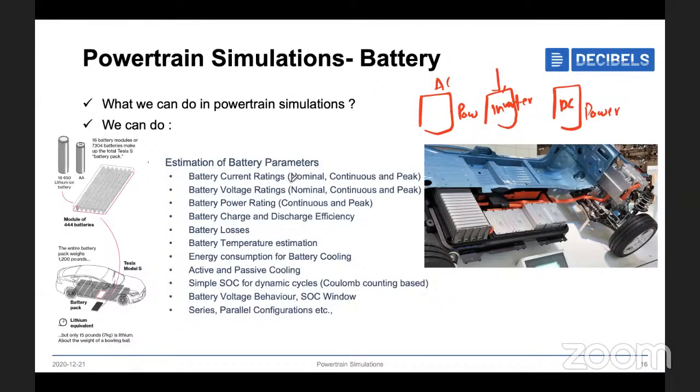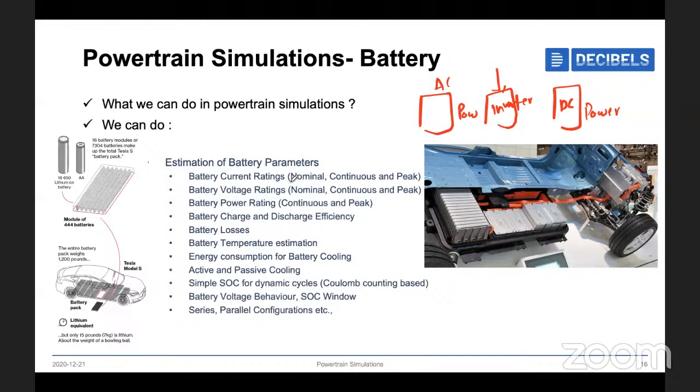Because for nominal we always go with nominal values to be on the safe side, and the continuous values will determine the continuous torque and continuous RPM of the motor. Okay, and peak values will determine your peak torque, peak performance, and peak acceleration of the vehicle. So that's the reason these are very, very important.